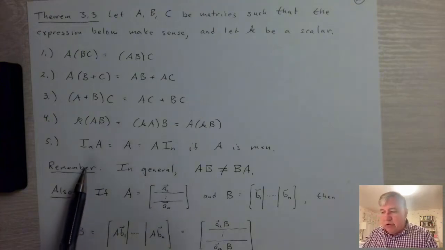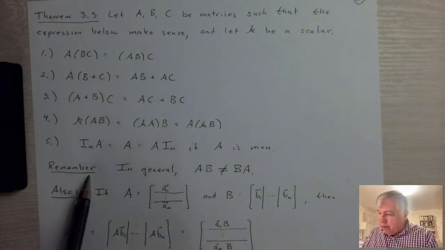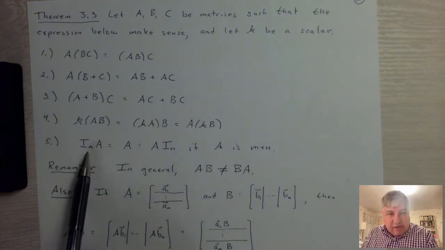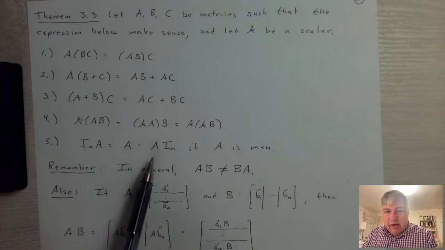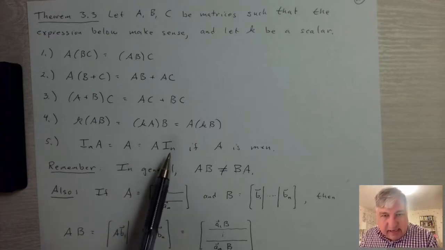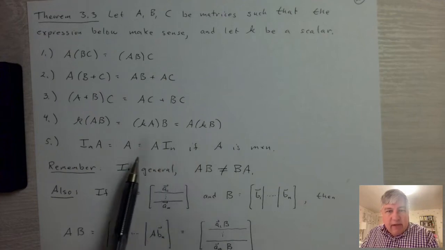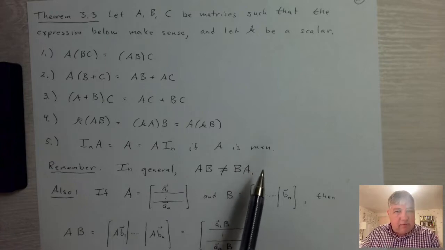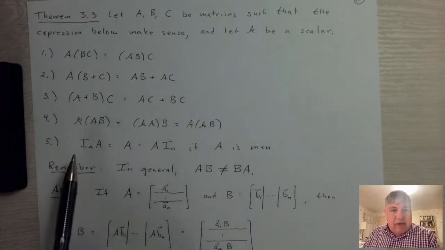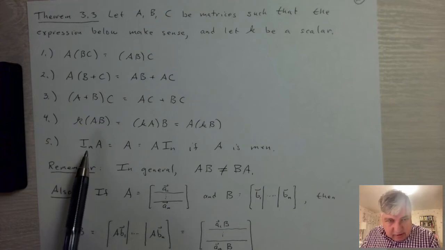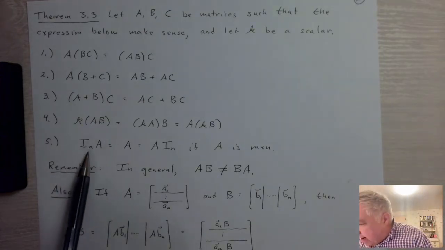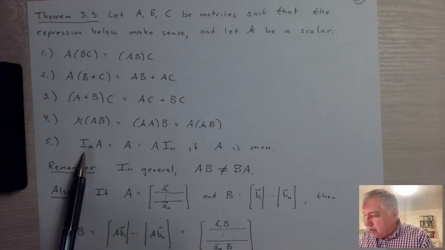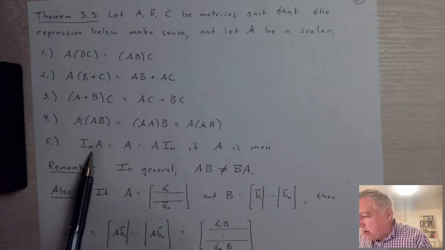And then, as we alluded to last time, if A is an m by n matrix, the identity matrix of size m times A is equal to A, and A times the identity matrix of size n is equal to A. The only caveat here is that A does not necessarily have to be square. So m and n don't have to be equal. So the order does matter in this case. That means the number of rows has to equal the number of columns here.